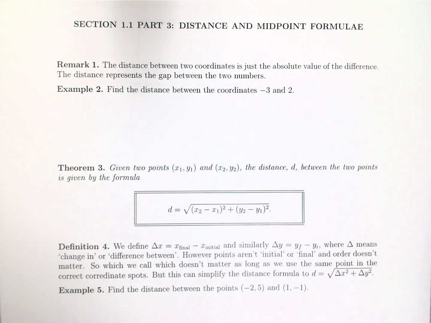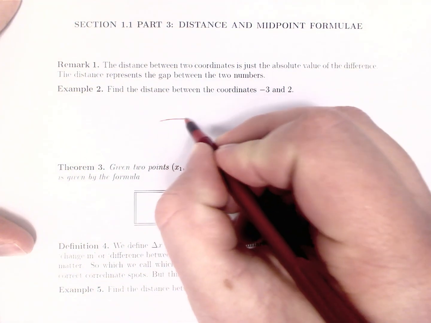In this video we will discuss the distance and midpoint formulae from section 1.1. So the distance between two coordinates is just the absolute value of the difference. The distance represents the gap between the two numbers. And again, in one dimension, this is easy to see.